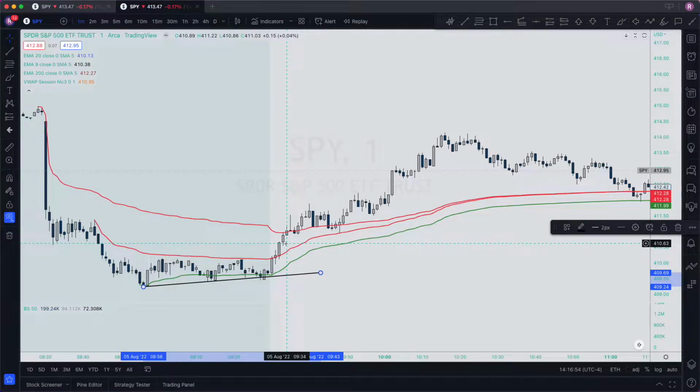I did not play the open. The reason I didn't play the open here is I wanted a little confluence at the open, just in case sellers stepped in.